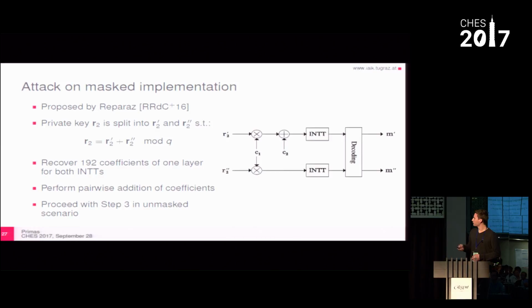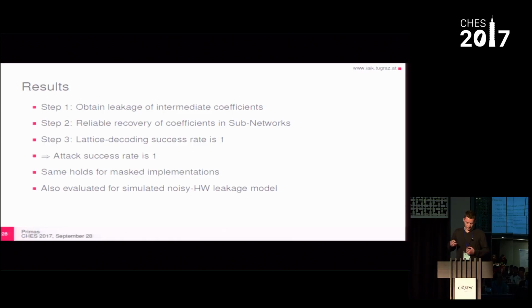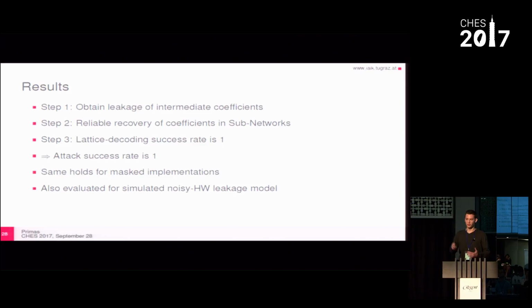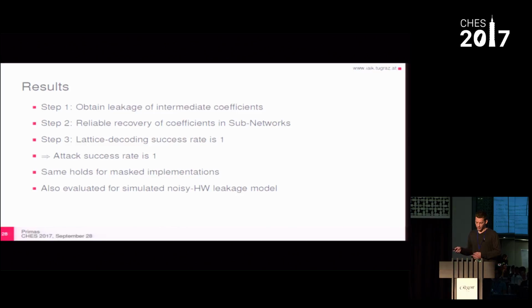So let me quickly state the results of this attack. In step one, we just performed a single trace template matching so that we obtain some approximate leakage for all of those modular multiplications that are performed in the inverse NTT. In step two, we used the belief propagation algorithm to combine the leakage of all of those multiplications and to recover most of the coefficients in layers 6, 7, and 8 of this butterfly network. And as already said, we can exploit the linearity to recover also the inputs then.